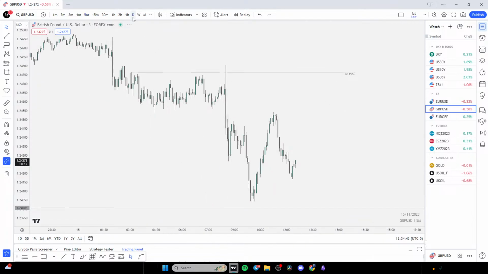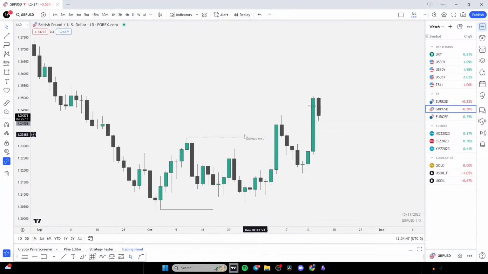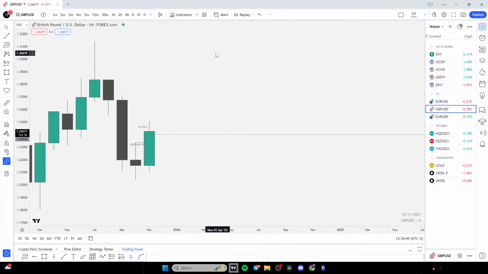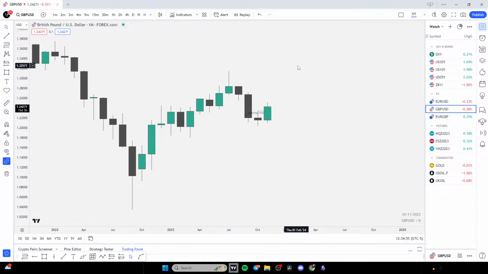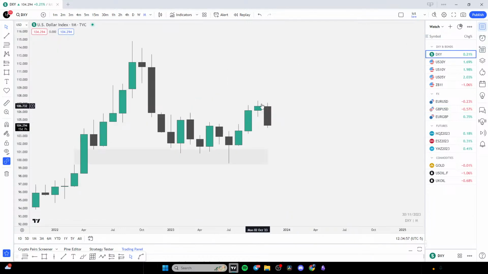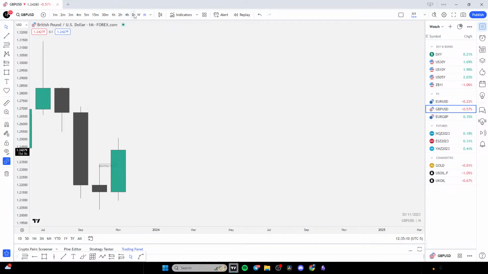So just quickly on GU, as you can see here, we are inside this monthly fair value gap. If I get rid of this really quick, we're inside the monthly fair value gap, and of course dollar is inside its order block now, but it was inside this monthly gap as well. So these two are aligned, and GU is the weaker pair out of EU and GU in my opinion. So I was looking at GU shorts.